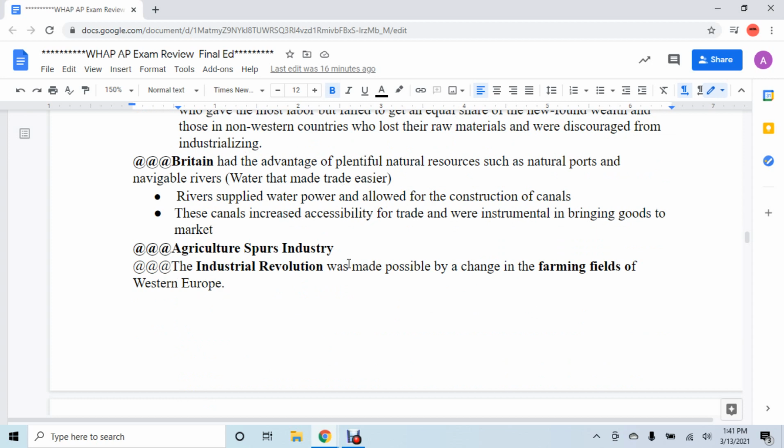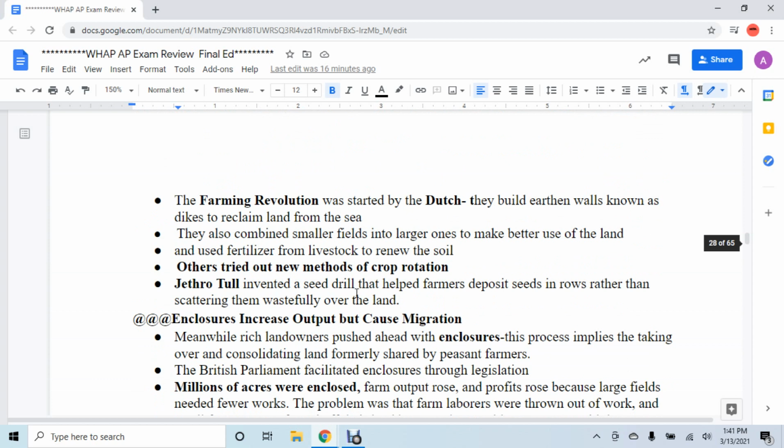Agriculture spurs on industry. The Industrial Revolution was made possible first by farming fields of Western Europe. They utilize a lot of the farming techniques from the Dutch. They start to grow a lot more food in England, and that food creates a population boom. With the population boom and food that's sustainable now through these new farming techniques, you have the onset of the Industrial Revolution. Also, Britain sits on huge coal deposits, so they have the energy source too. So it's like the perfect storm for the revolution to start there.